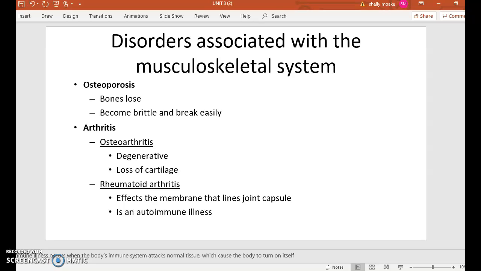And cartilage is what connects the bones. Rheumatoid arthritis is another type of arthritis. It affects the membrane that lines the joint capsule. Rheumatoid arthritis is considered an autoimmune illness. I believe psoriatic arthritis, there's other kinds that also fall in that category as well. Autoimmune itself means that the body's own immune system attacks itself, so it's kind of fighting itself.